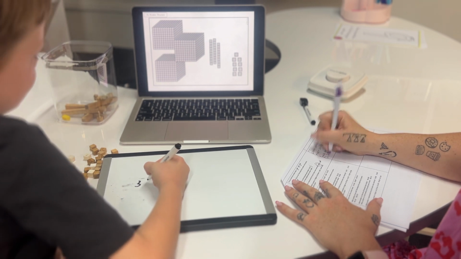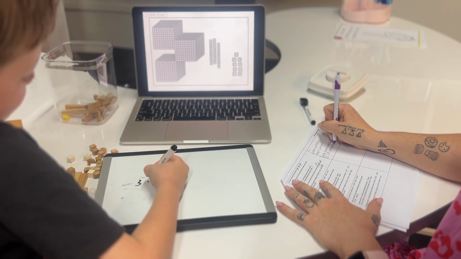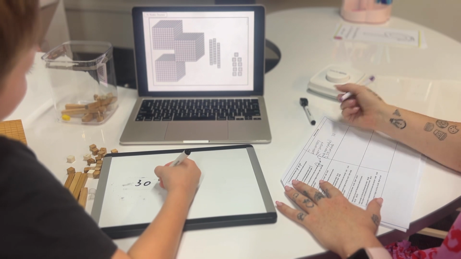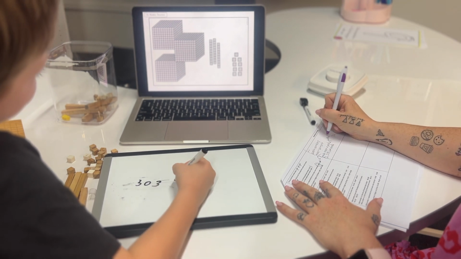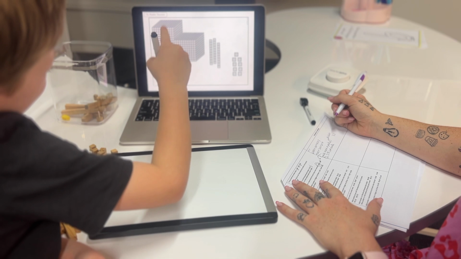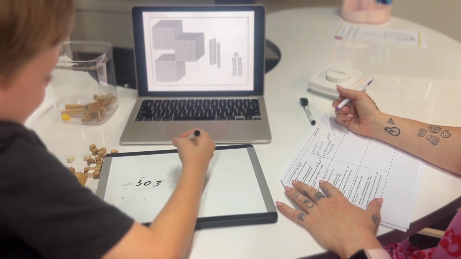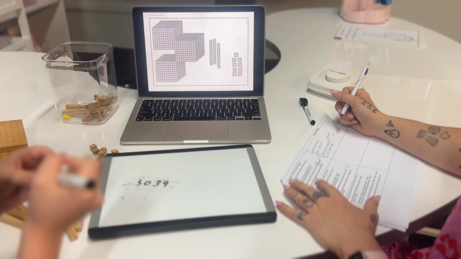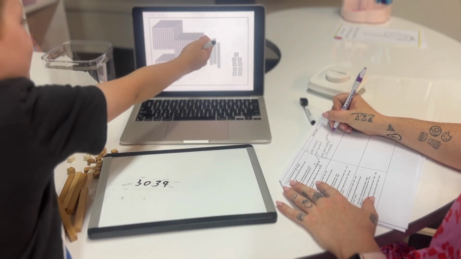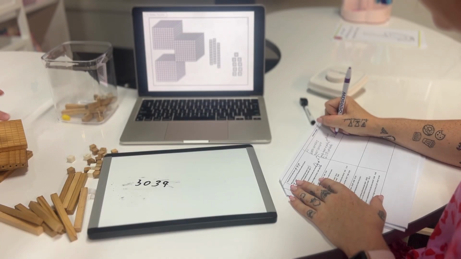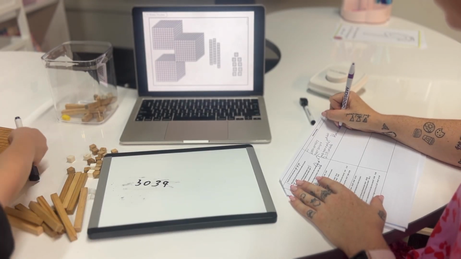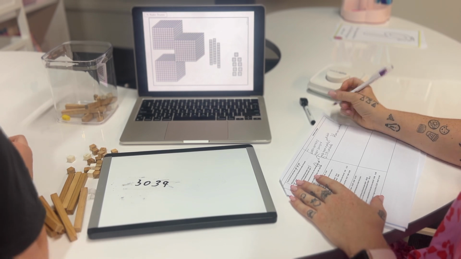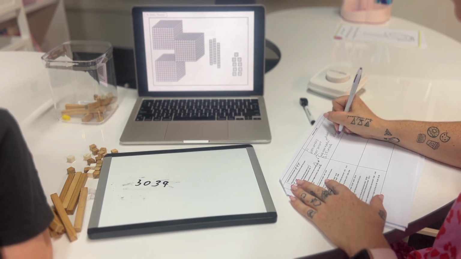3,000. I think it's 9. Yeah. So you said before, you said 3,300. What made you change it? Because this one here, you've got a 0. Because there is no 100. I'm gonna make 1,000. I don't have enough for 1,000, my friend. I wish I did. I need to get some more 1,000 blocks, I think.